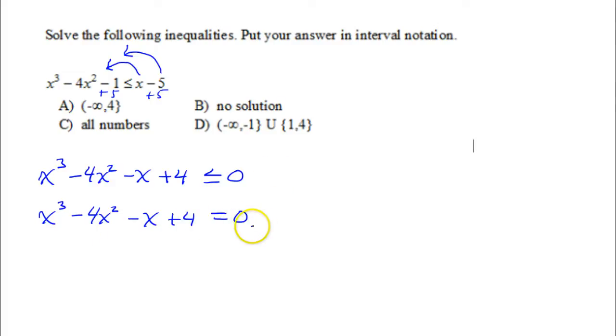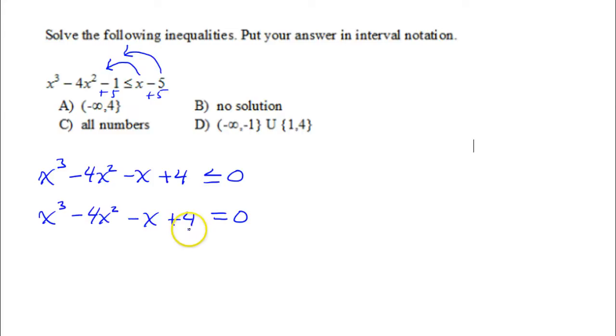Now, by solving this equation, it's going to give us the zeros of the function. It's going to give us the x-intercepts. And those will serve as border points and endpoints for our intervals. So we need to figure that out.